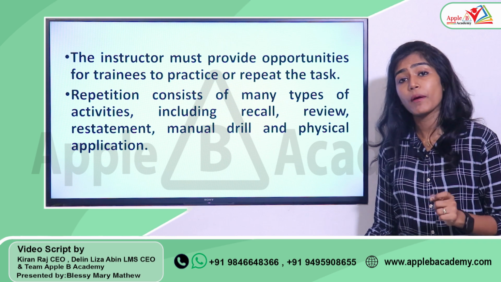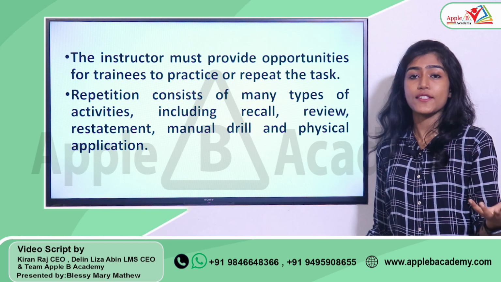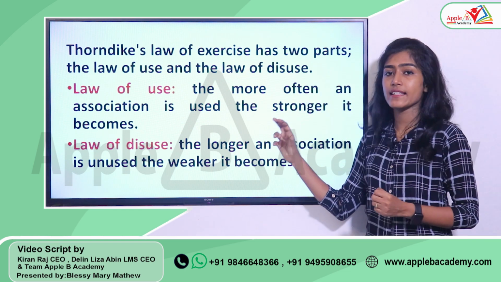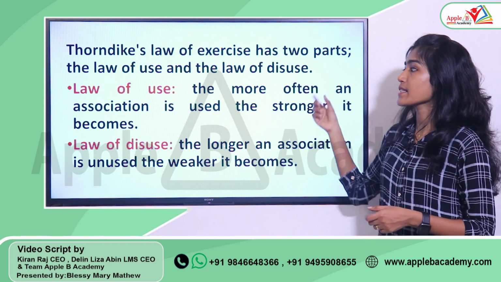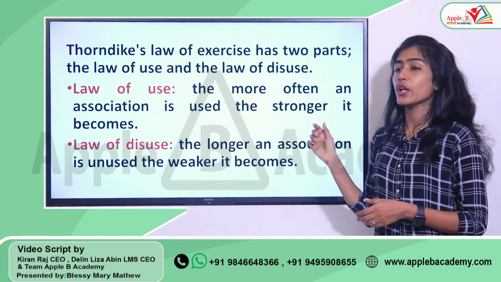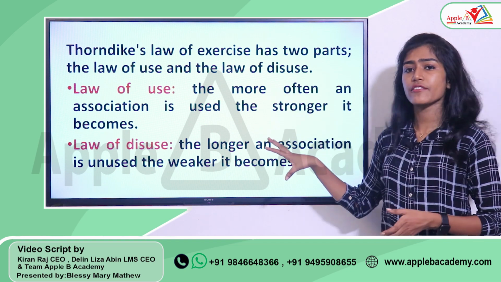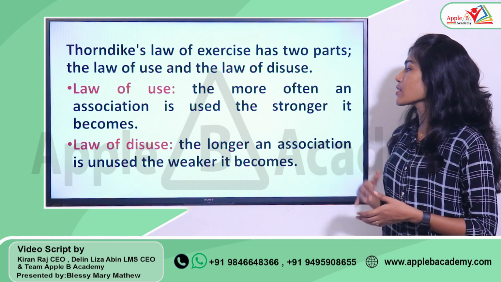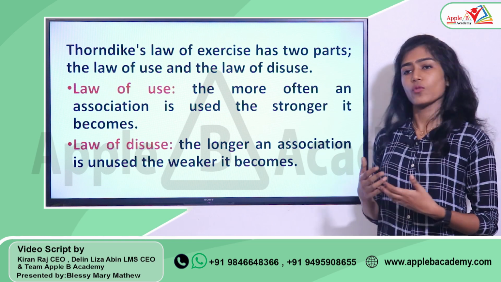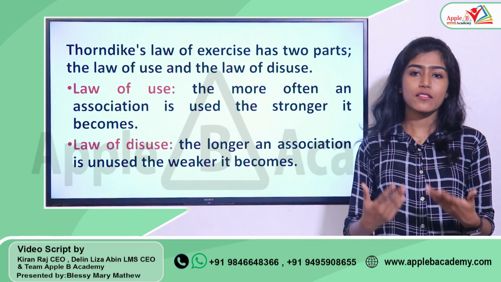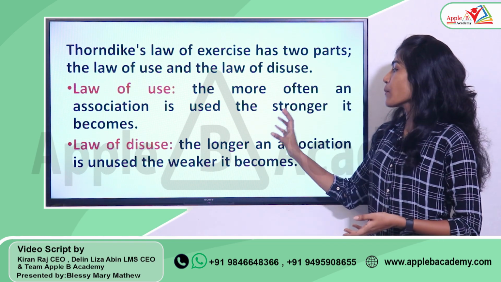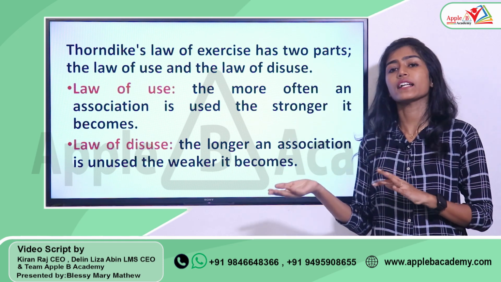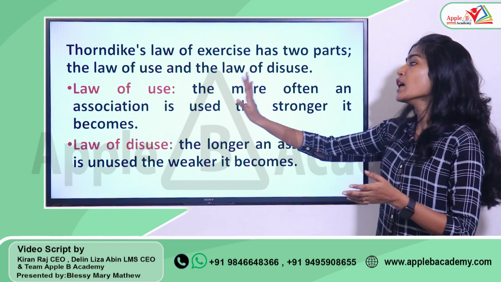An important thing that you have to remember here, which is again associated with the law of exercise, is that it has two different parts. Thorndike says that the law of exercise has two parts, and that includes the law of use and the law of disuse. The term itself is self-explanatory. The law of use means the more often an association is used, the stronger it becomes. The more you repeatedly exercise or practice something, the stronger that thing will be kept in your mind.